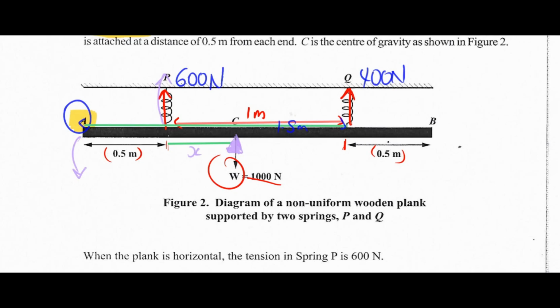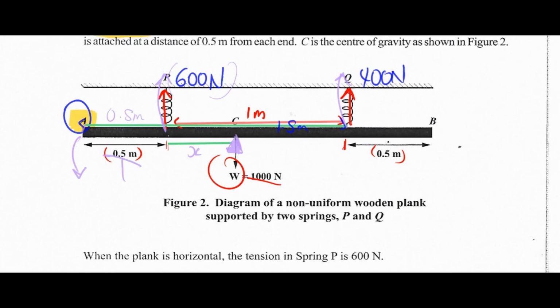So that's one of the clockwise moments. Then the other clockwise moment is provided by the 600 newtons force, which is 0.5 meters away. I literally marked it here, so 0.5 meters, which is right here.